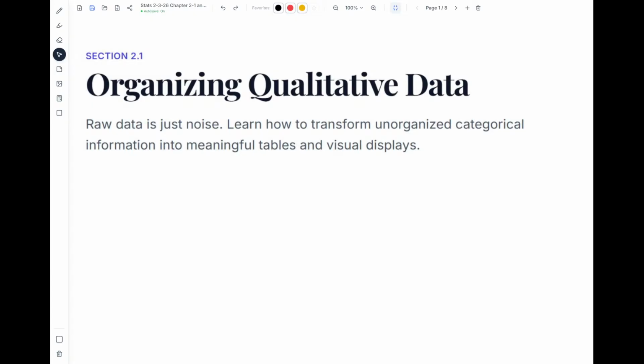On to chapter 2. Way less definitions, so everybody should be happy about that. However, we get to do some calculations and stuff now. So chapter 2 is going to look at a lot of graphs and organization of data.